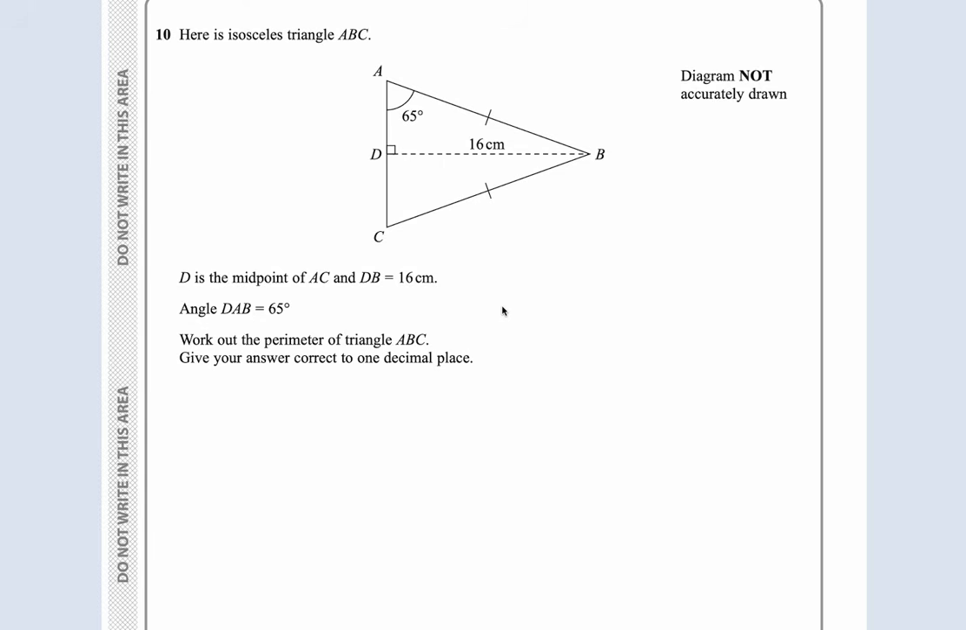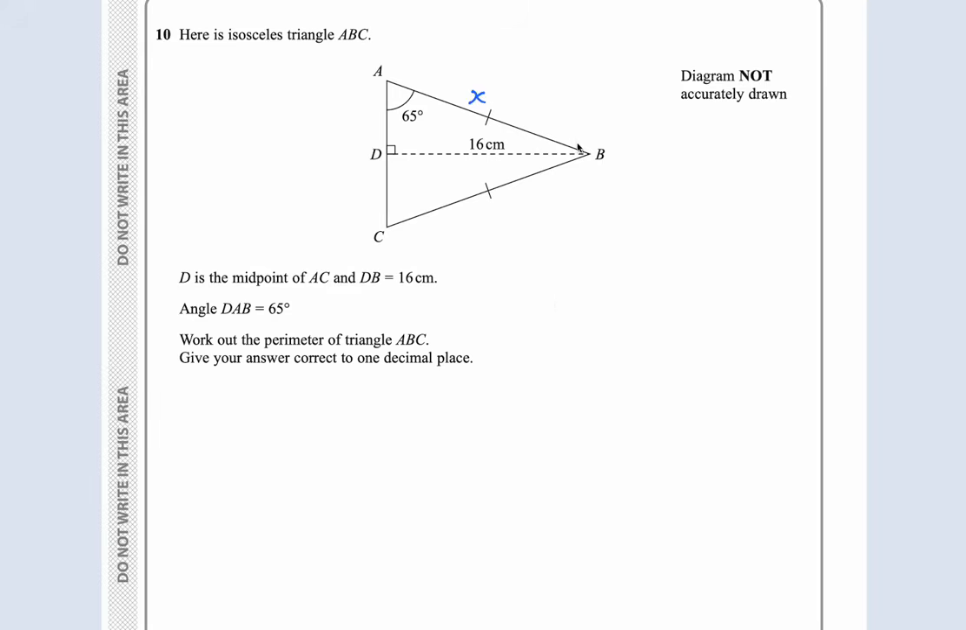Okay, question 10. An isosceles triangle. D is the midpoint of AC and DB is 16. We have this angle. Work out the perimeter of triangle ABC. Give your answer to 1 decimal place. Okay, so a slightly complicated way of asking us to find this length.